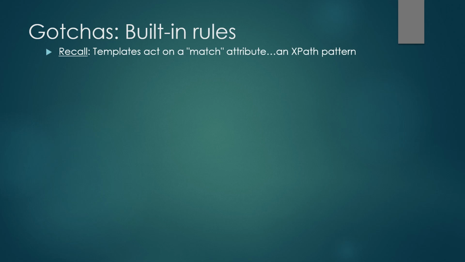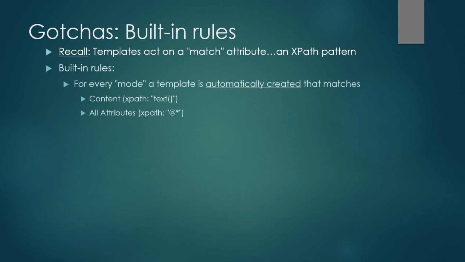Remember that templates act like a match attribute. They act on a match attribute, which is an XPath pattern, right? That's how we did them. And they had this built-in kind of for-loopy type of thing. The built-in rules are a set of things that all XSLT processors will do. It's not a bug. It's in the documentation. They wanted this for some reason.